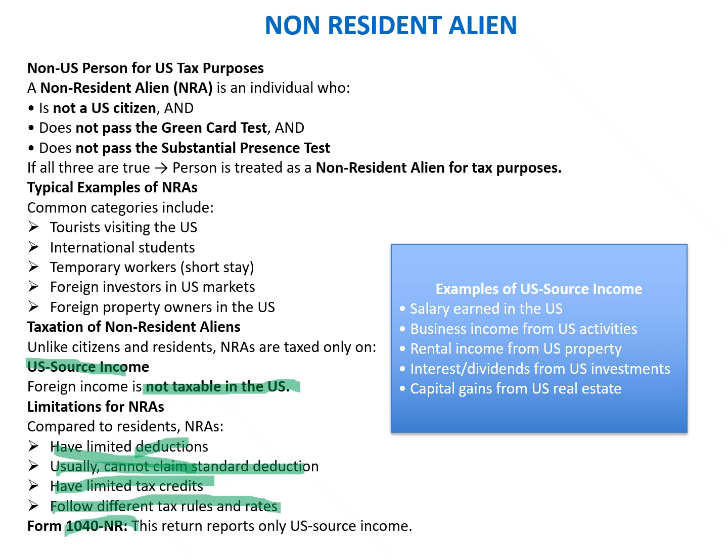This return reports only the US source income. Examples of US source income are salary earned in the US, business income from US activities, rental income from US property, and interest and dividends from the US. All these are treated as income sourced from the US. So this clearly helps us understand the three categories in detail. We discussed the US citizen, the resident alien, and now the non-resident alien. So we now move to the next slide.